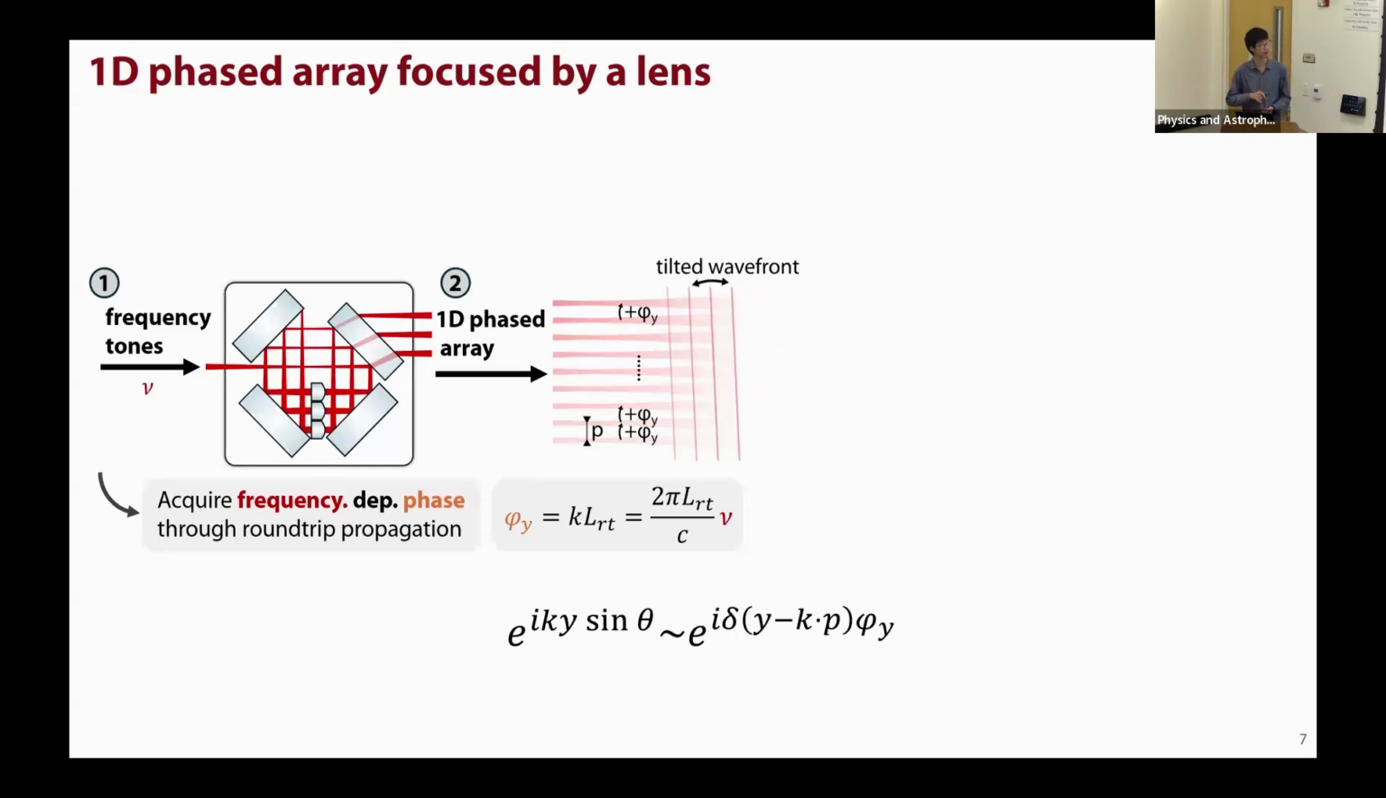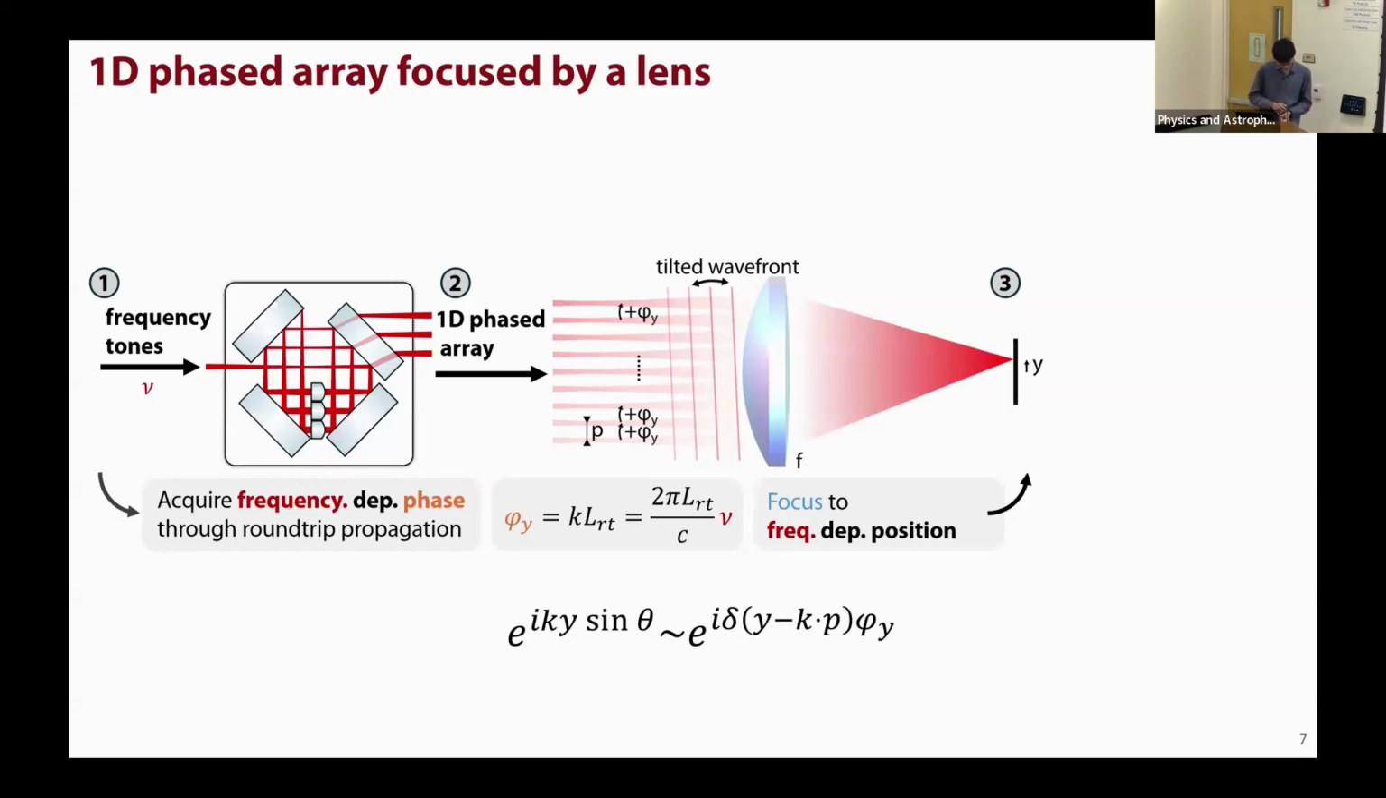Y is in this vertical direction, and theta is a tilt of the planar wavefront. So when you go up by each pitch p, you have a phase increase of kp sine theta. While in the phase array, it's a sampling of this tilted wavefront, so it only has a beam at each pitch, but it has a phase increase of phi y. So if phi y matches this kp sine theta, then the two have roughly the same wavefront structure, which is basically a linearly increasing phase gradient.